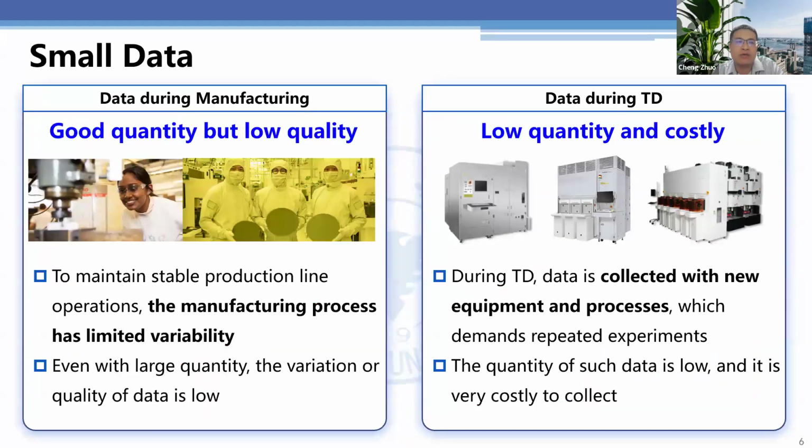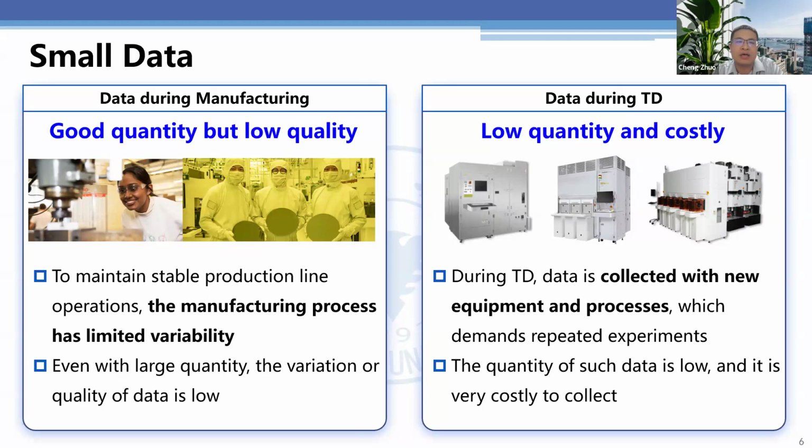So we can look at all those challenges in some more detail. The first thing is small data. Actually, we have a large quantity of data during manufacturing, but it's good in quantity and low in quality. Because to maintain stable production line operation, the manufacturing process has very limited variability. So even with large quantity, we cannot achieve a very good AI model from such low quality data.